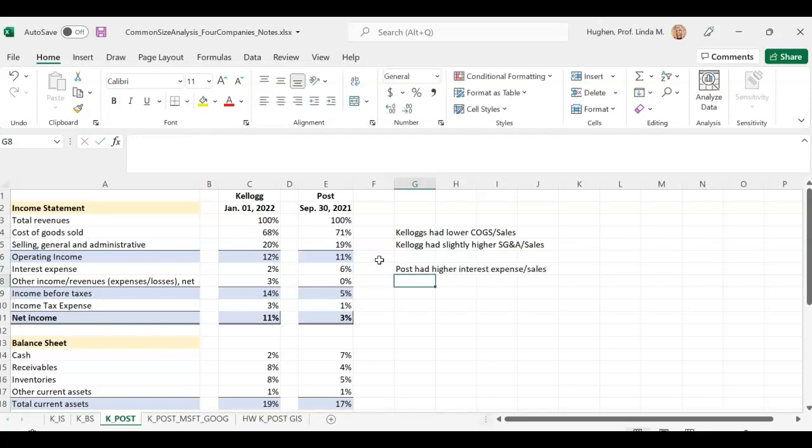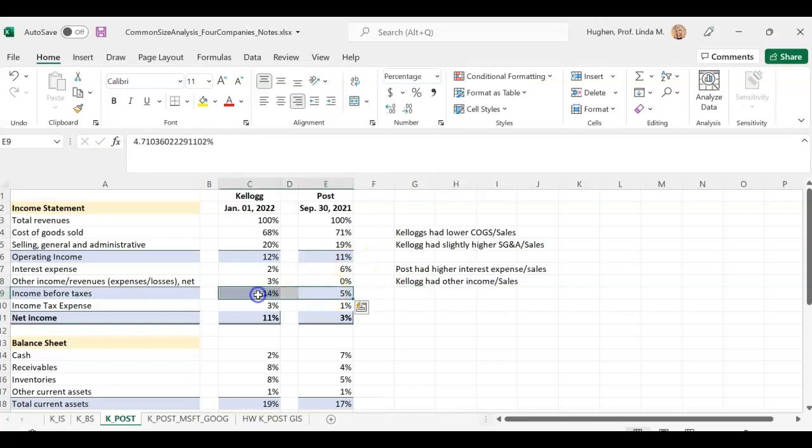as a percentage of sales. And Post did not have any other income as a percentage of sales, or didn't have any other income, whereas Kellogg had other income as a percentage of sales of 3%, which is, of course, going to help its income before taxes and therefore its net income.